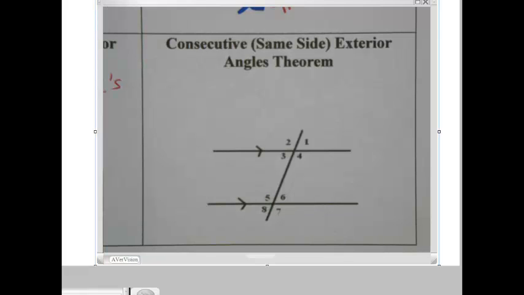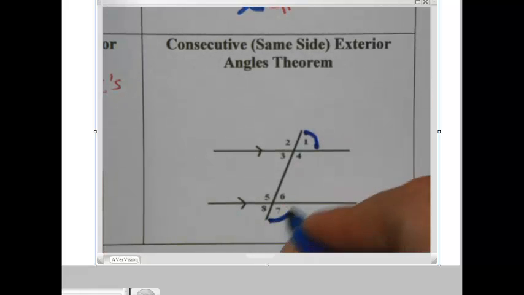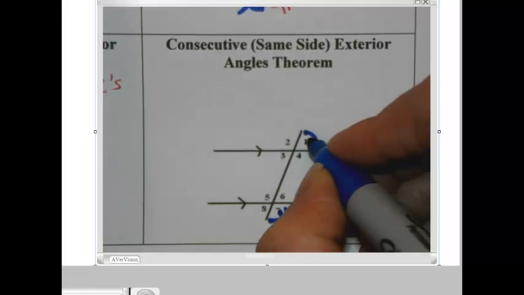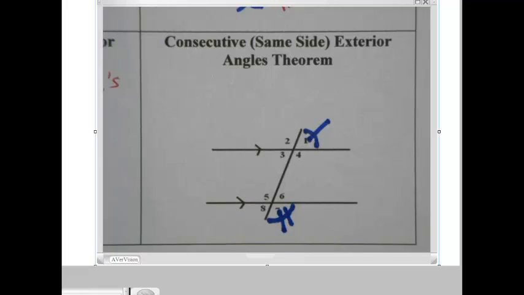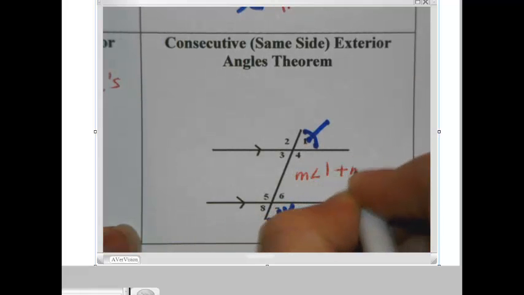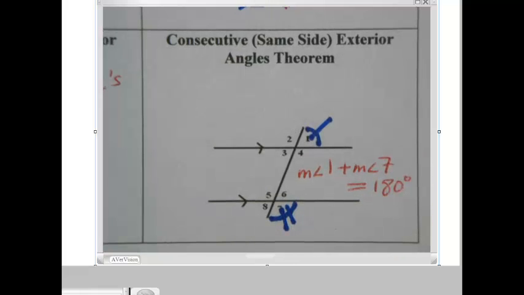And on the last one, our same side exterior angles. That's angle 1 on the exterior paired with angle 7 on the same side exterior. Not a match. Let me put double tick marks there and single there. Those are not the same size. Again, this is acute, this one's obtuse, but they do have a supplementary relationship. So the measure of angle 1 added to the measure of angle 7, you're going to get 180 every time.